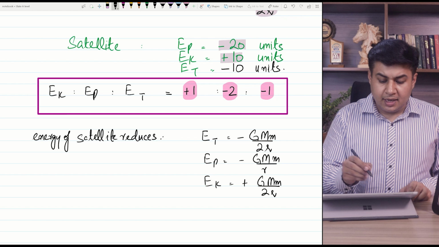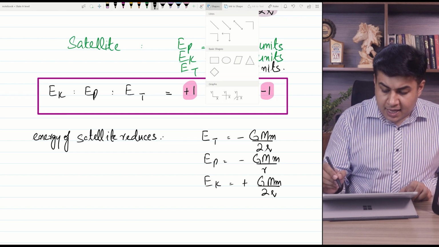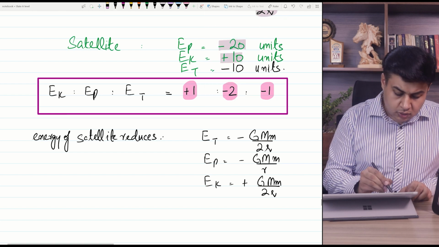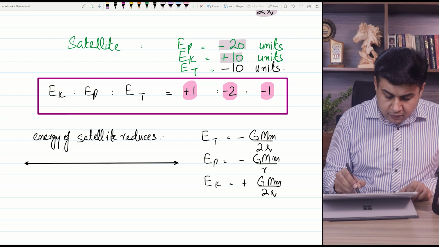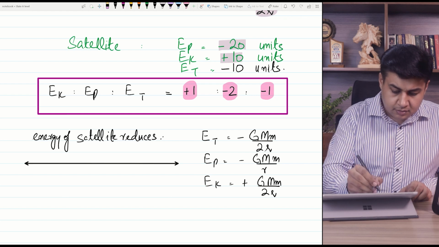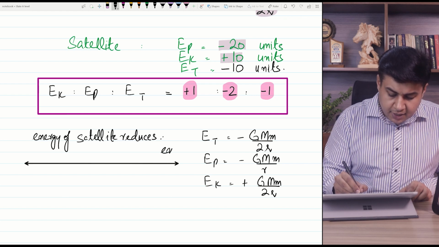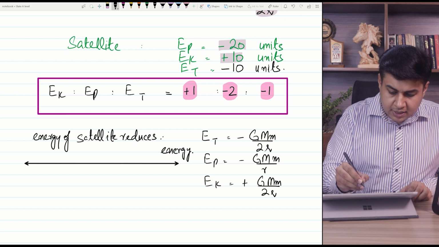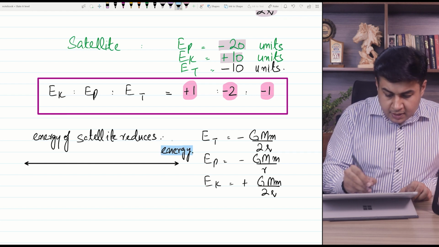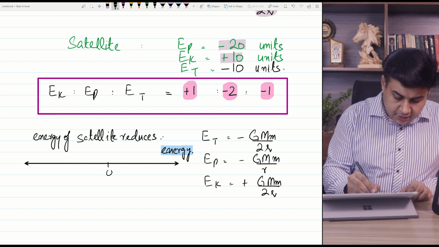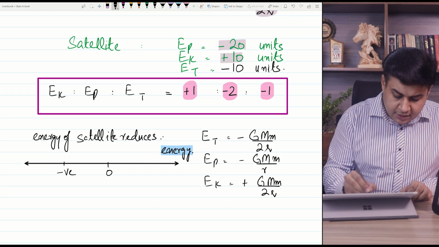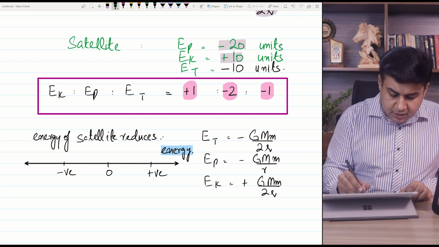इसको एक्सप्लेन करने के लिए मैं स्क्रीन पर एक टाइमलाइन ड्रॉ कर रहा हूं, एक नंबर लाइन ड्रॉ कर रहा हूं, which is representing energy. This timeline is representing energy, right? So this is 0, this is negative numbers, and these are positive numbers, right?